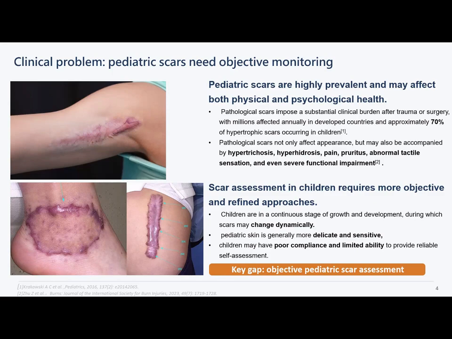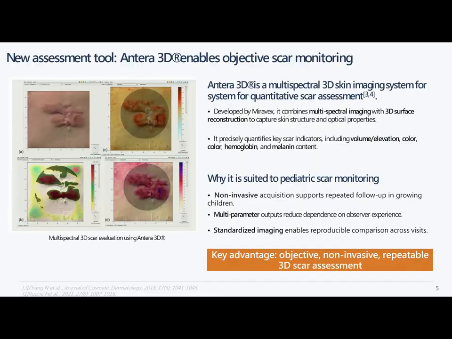We are going to have those problems, but how to tell other people, not only from eyesight? Okay, this is much higher, but how much? So we need the scar assessment. That's why we bought this machine. It's a new assessment tool called Enter 3D. Actually, it has 9 parameters. This is about the volume and also the color, and sometimes if it's lower than the skin.